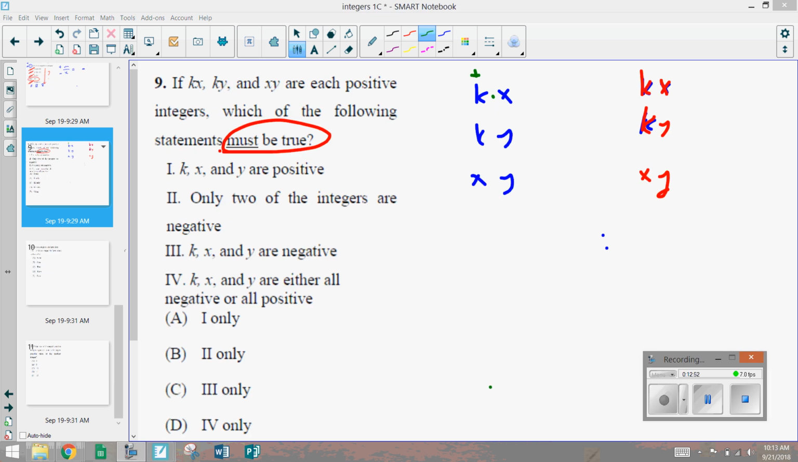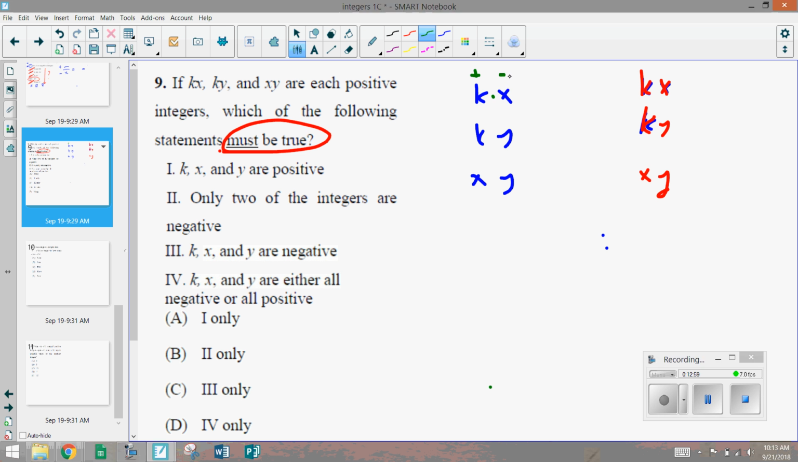So what is x supposed to be? Positive times positive will be positive. If k is positive, I have to use the same thing, k positive. So y is supposed to be, and then what is that? Y. Y is positive.